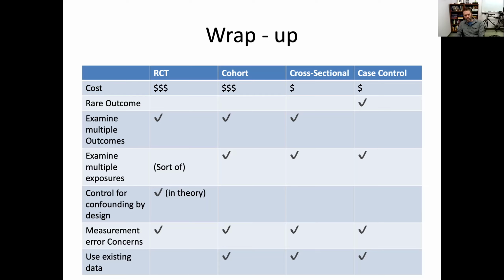Only the randomized control trial is going to get you control for confounding by design. But other errors, like information error and selection bias, are possible in all 4 of these study designs.